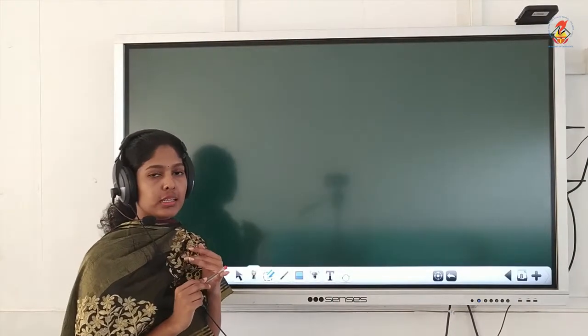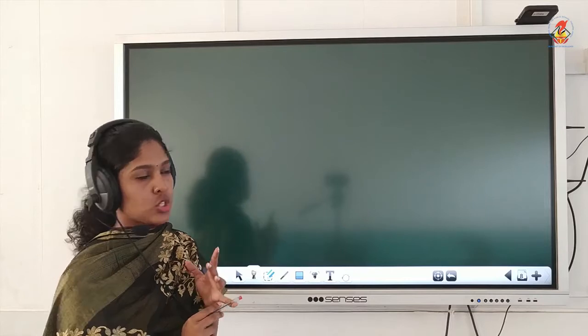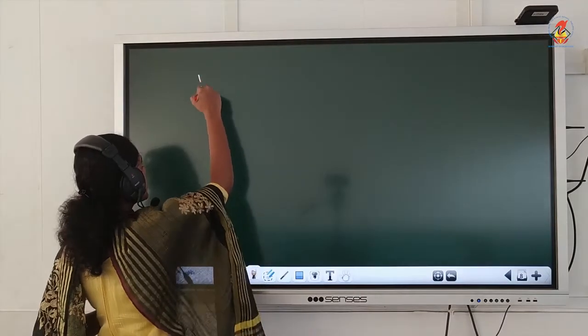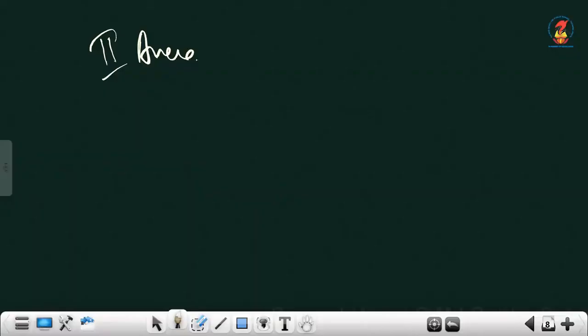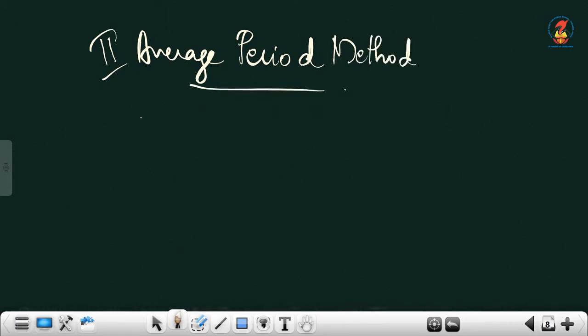The second method under calculation of interest on drawings is the average period method. This is important, where interest on drawings will be equal to, we know that we have to compute interest on the withdrawn amount.